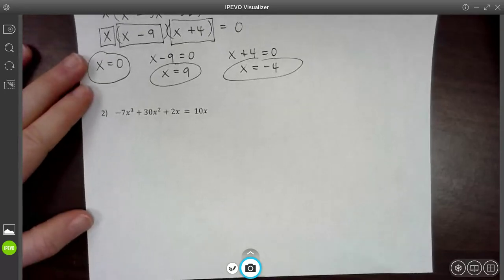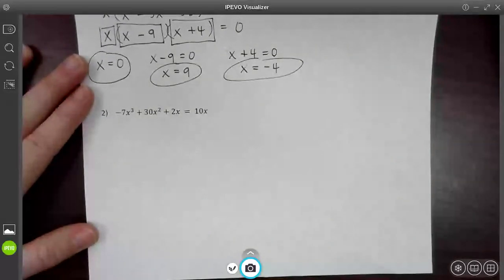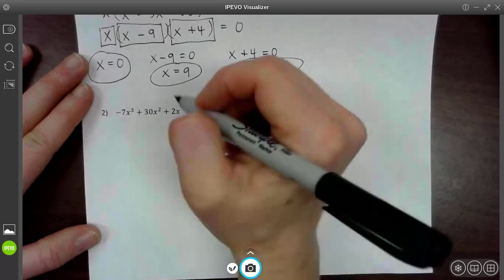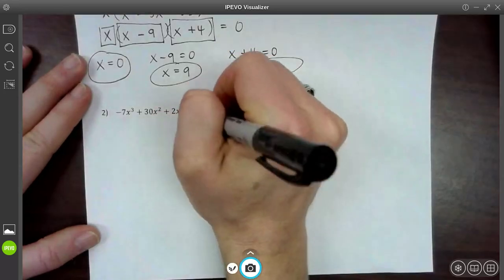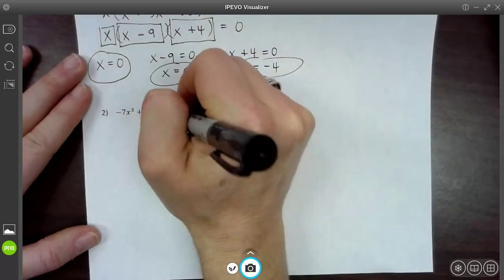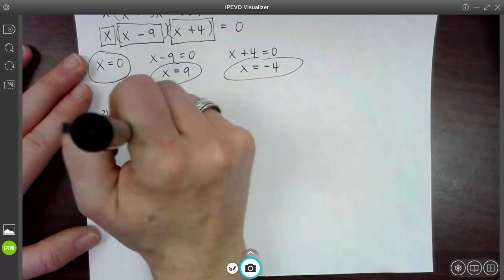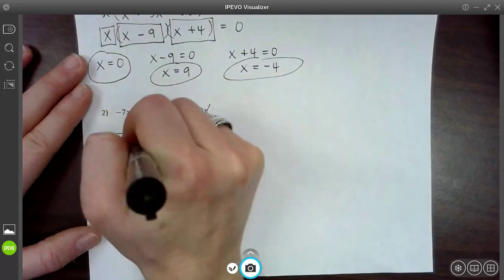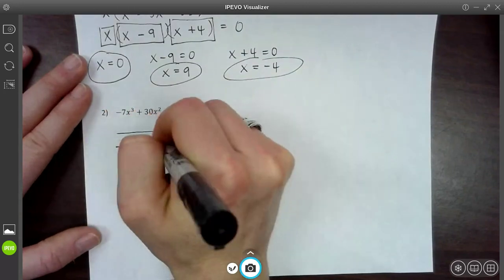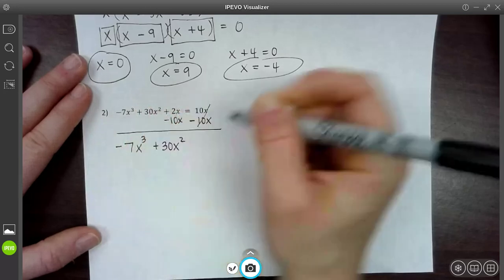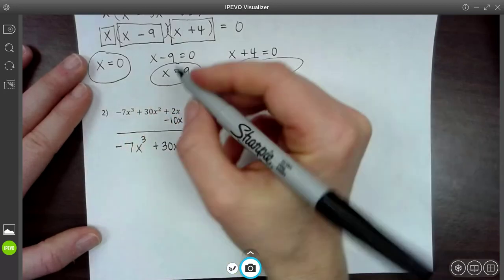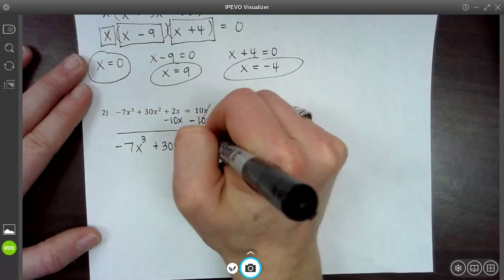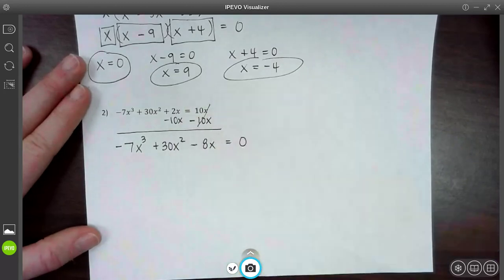Let's say I asked you to solve this equation by factoring. You're going to solve any equation by factoring, no matter what the degree is. We need everything on one side set equal to 0. So let's move the 10x's to the left. And then I will minus them from the other x's that are already on that side. All right, we are left with negative 7x to the third, a positive 30x squared, and then 2 x's, take away 10 x's, leave me with negative 8 x's, and it equals 0.